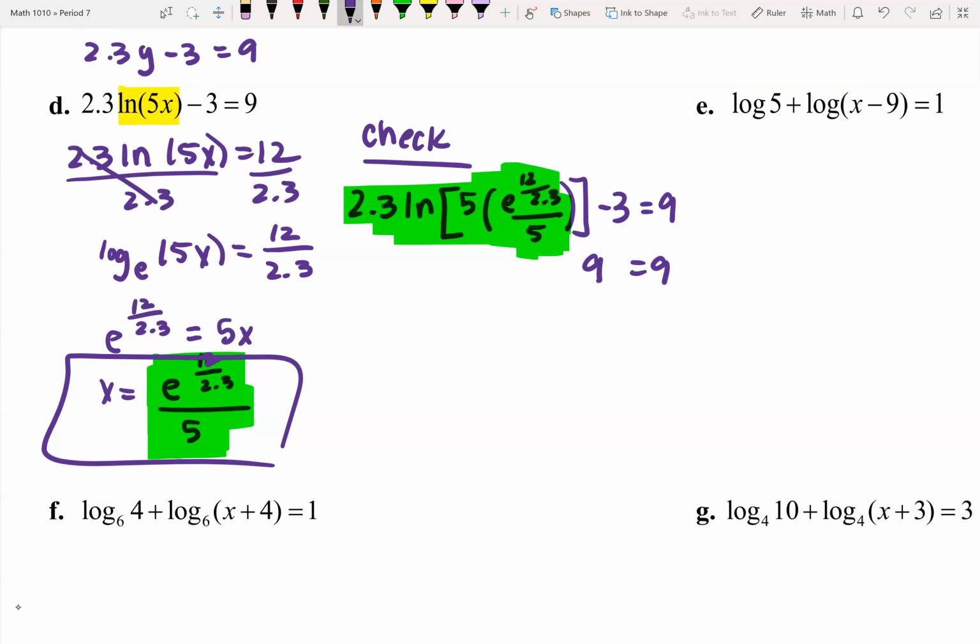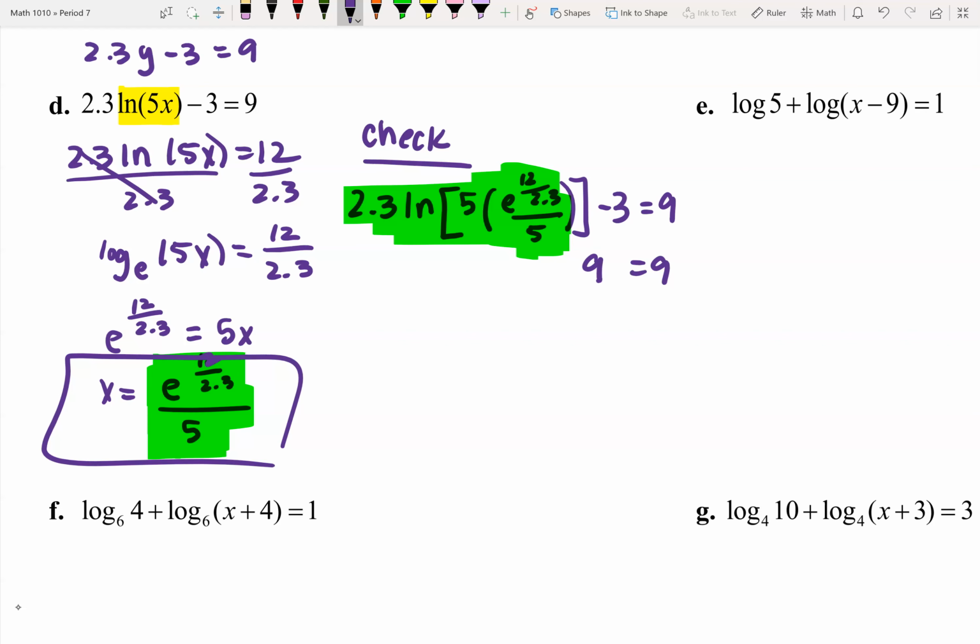2.3, ln, 5. Now I've got that ugly e to the business, but I stored it already, right? So hit memvar, enter. Now I have to close that ln. So I'm going to close it. You've got a -3, hit enter. There's my 9.